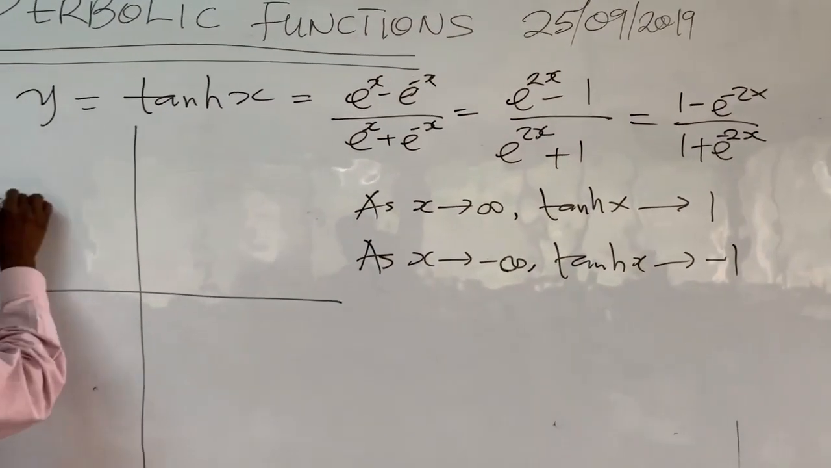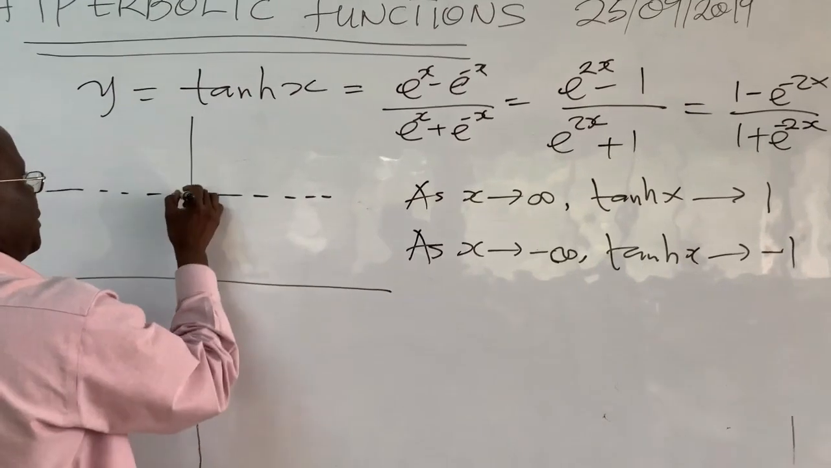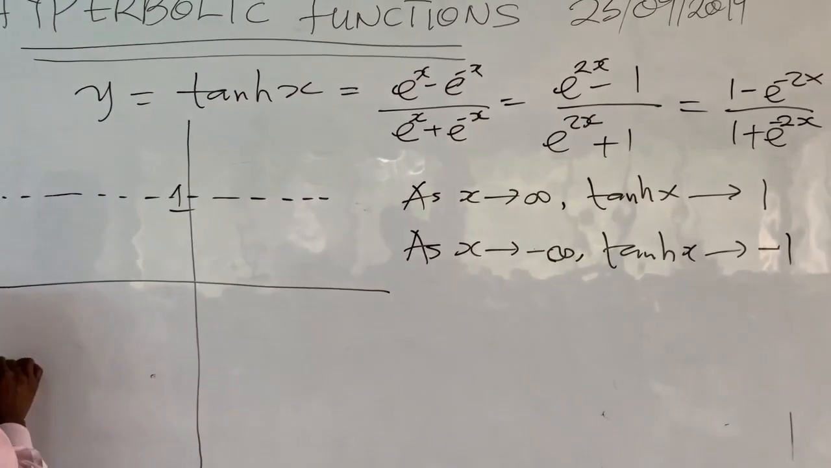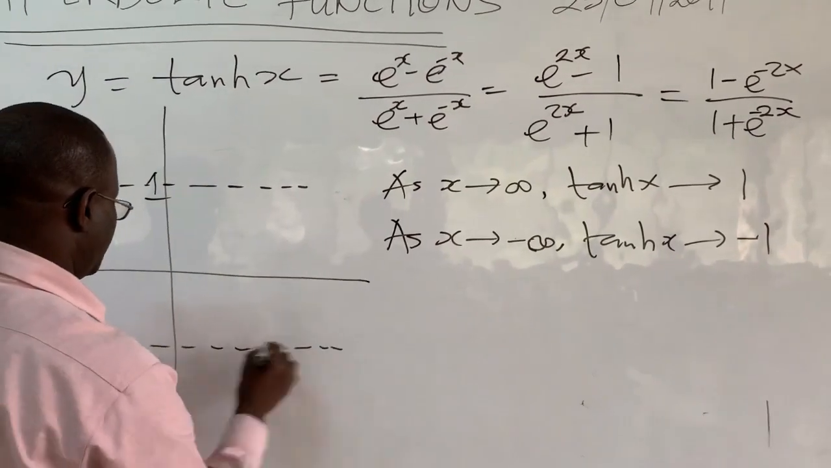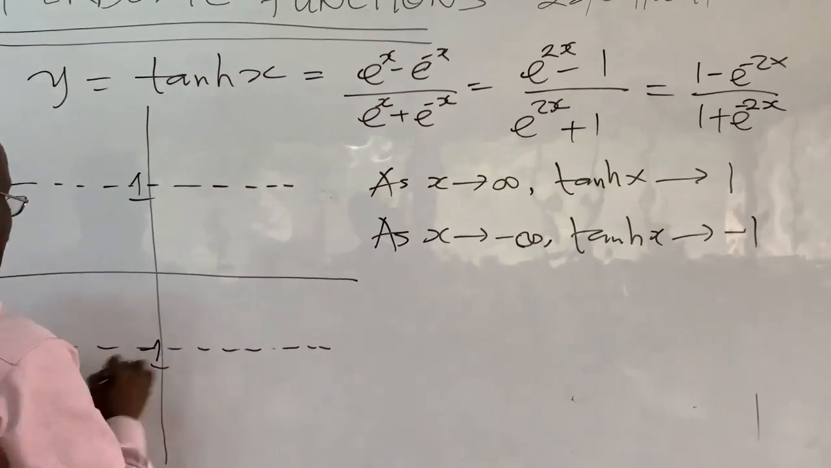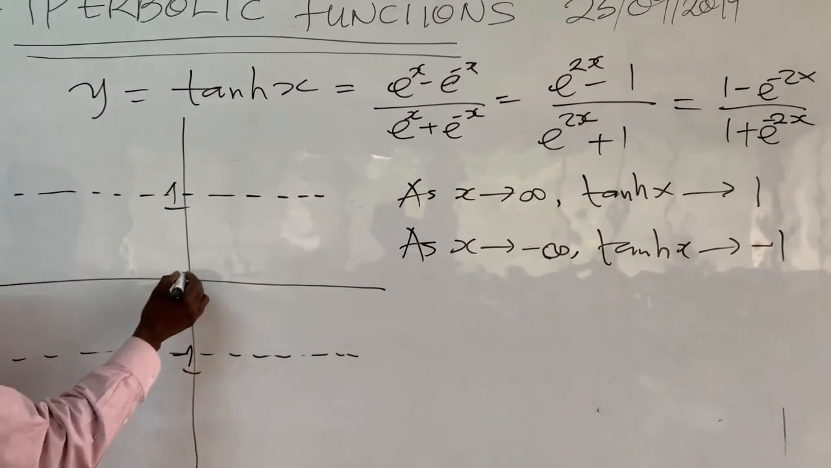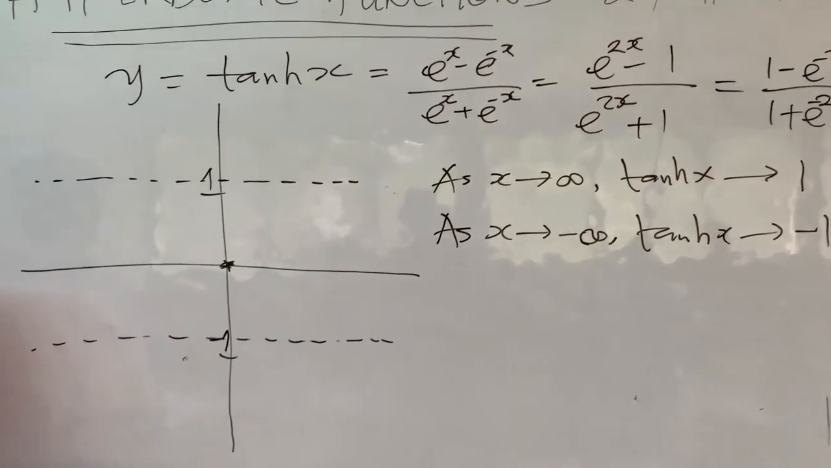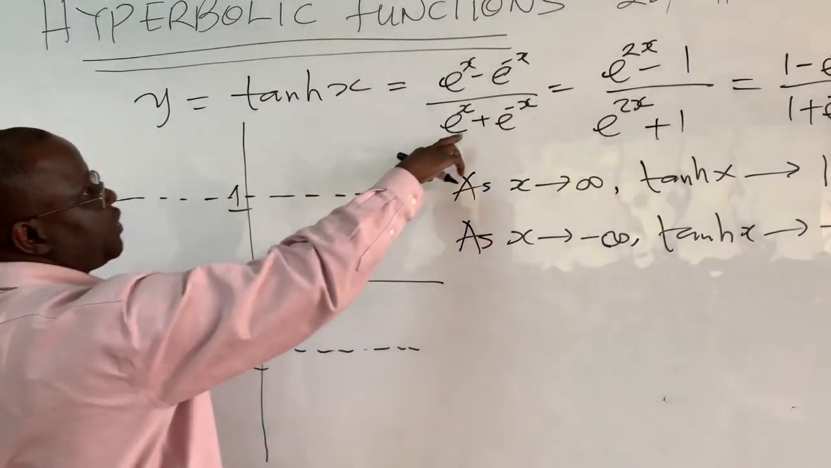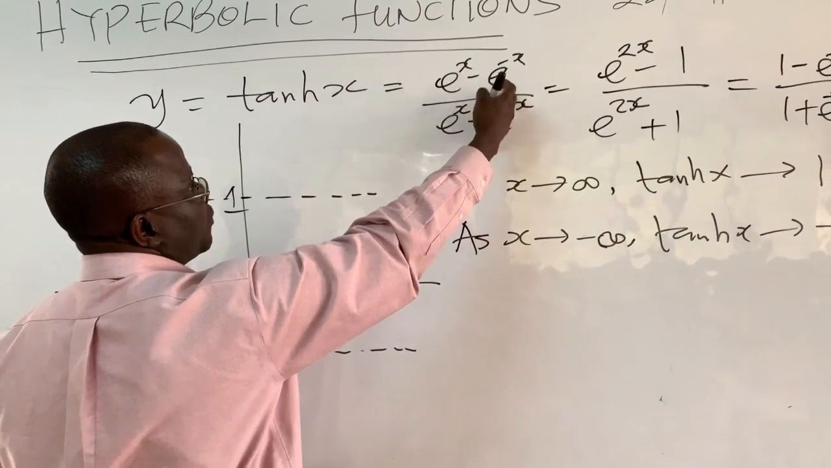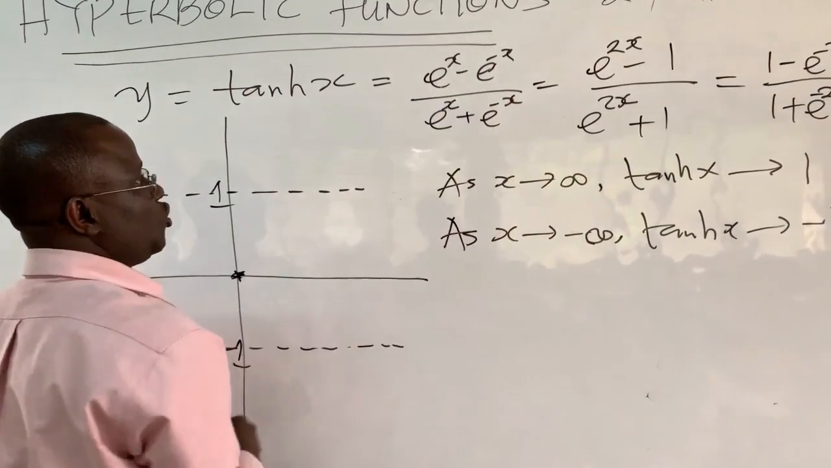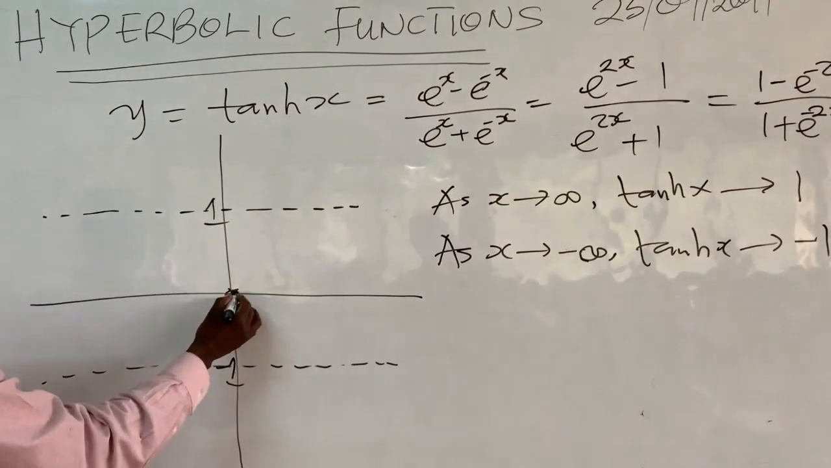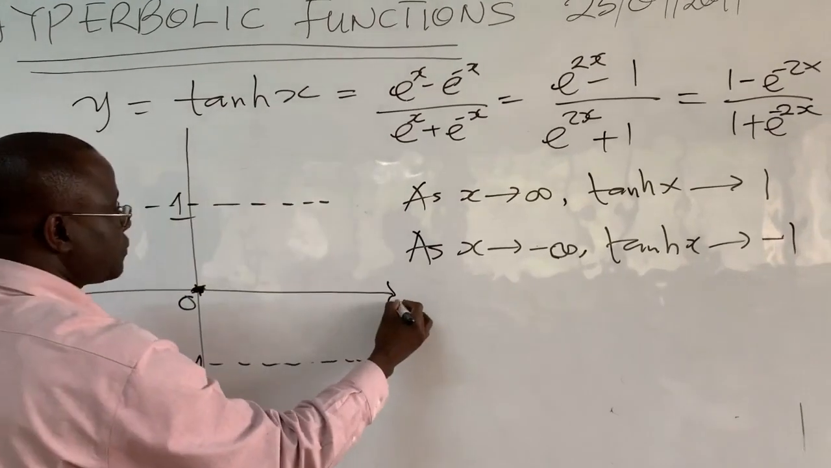So at positive infinity, it approaches 1. At negative infinity, it approaches negative 1. You can show that it crosses here. Okay, when x is 0, it is 0. You can check that from here. This becomes 1 and 1. 1 minus 1 is 0. That is 2. So it is 0 here, crosses this.